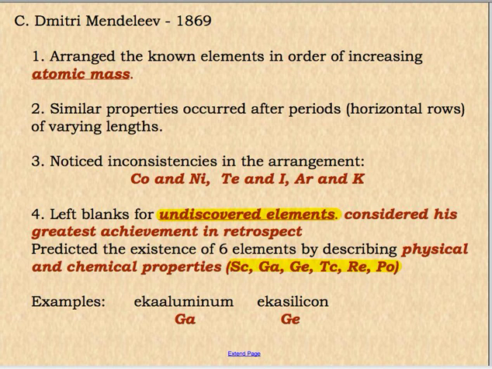When he predicted them, he called them Eka aluminum or Eka silicon. That means below. So if you look below aluminum, that's where you find gallium. And if you look below silicon, that's where you find germanium. And he didn't just predict that they existed. He predicted what they would look like, what their molar masses were, what their densities would be, what they would react with, and how reactive they would be. So he's given a lot of credit for that prediction.